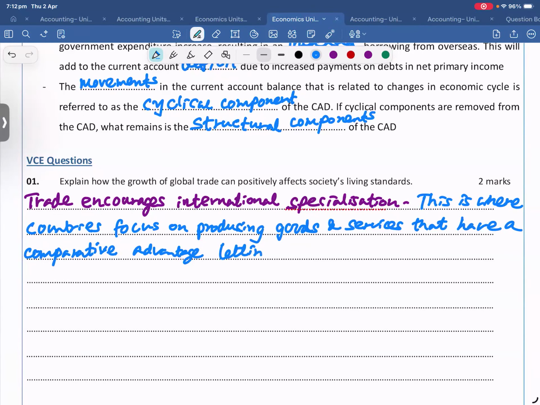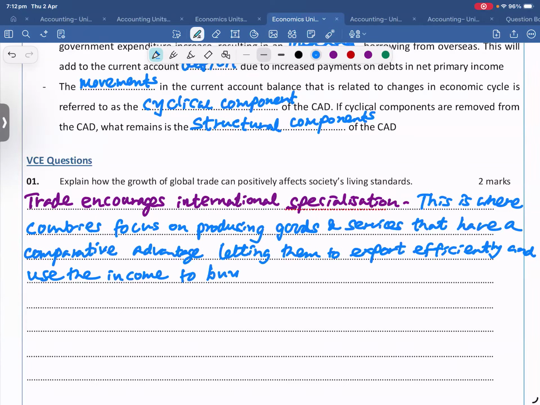Letting them export efficiently and use the income to buy cheaper products, improving living standards.